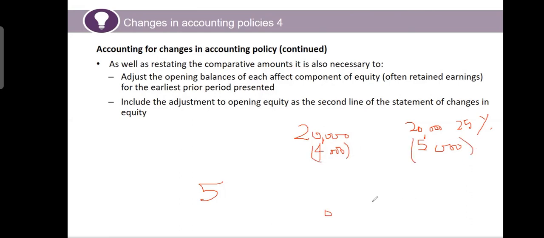So what you should do in year one, your retained earning, you should make a debit. You should make a debit of retained earning by 1,000. You should decrease retained earning because you charged less depreciation. As a result, retained earnings were more. So when you increase the depreciation expense instead of 4, the retained earning would have been less. So you decrease the retained earning with 1,000. So adjust the balances and include the adjustment to opening equity as the second line of the statement of changes in equity. So any changes which you make, you show them separately.